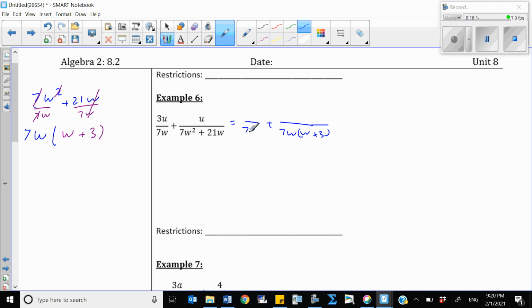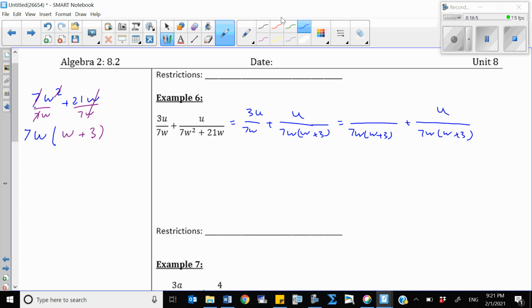And the first one was 3u over 7w. Okay. Now, what is the common denominator between these two? Again, 7w is a factor of the other denominator. So I'm going to take the bigger one as my common denominator. 7w times w plus 3 for both of them. The second fraction already had the common denominator, so nothing is going to change.